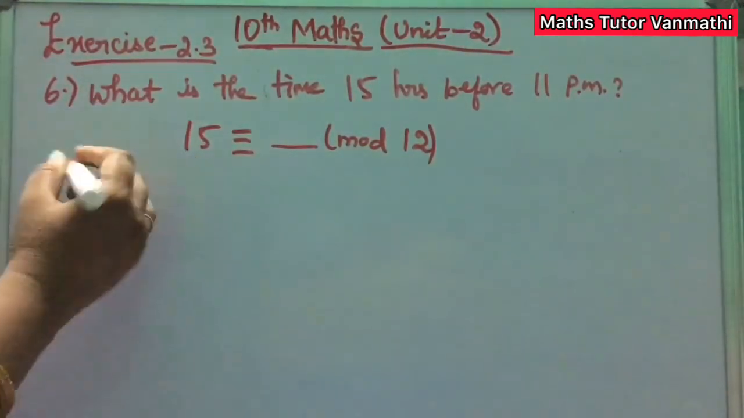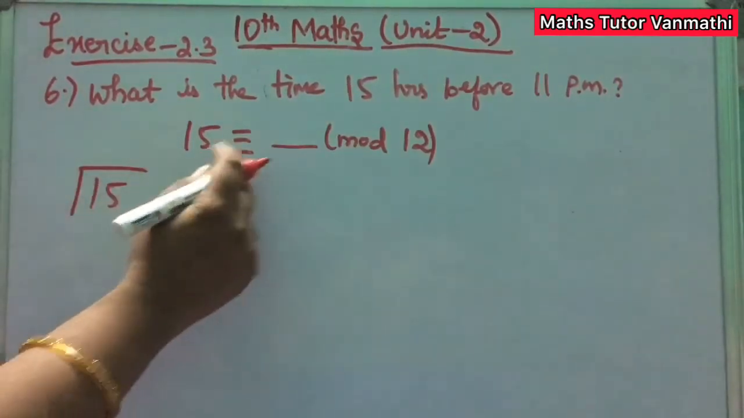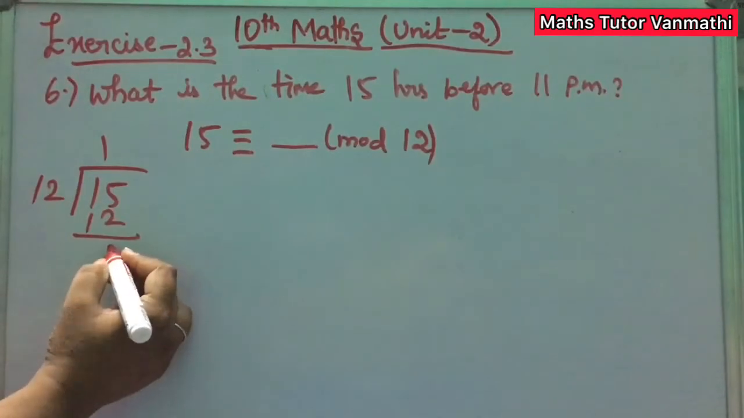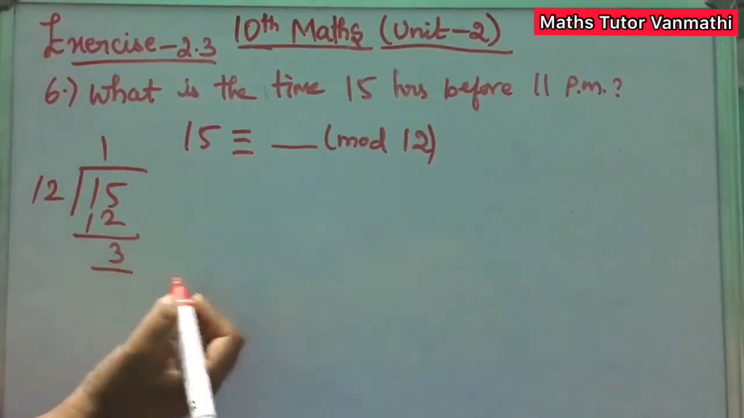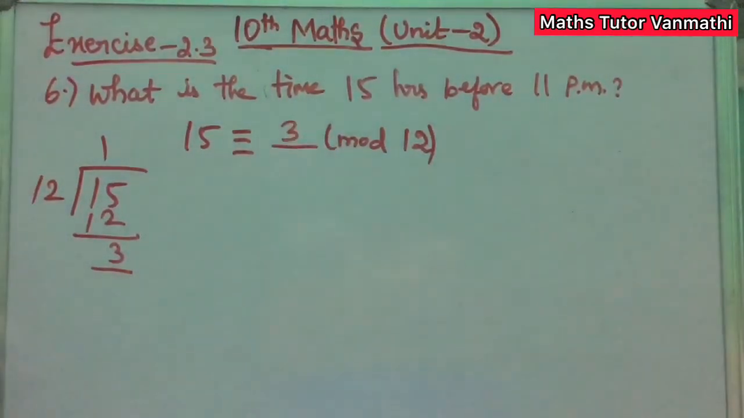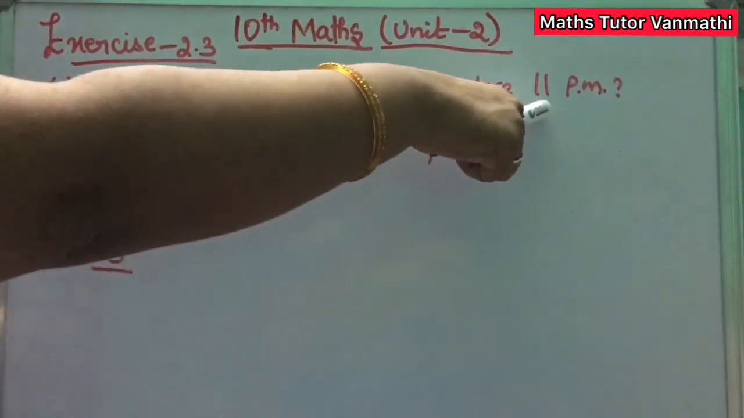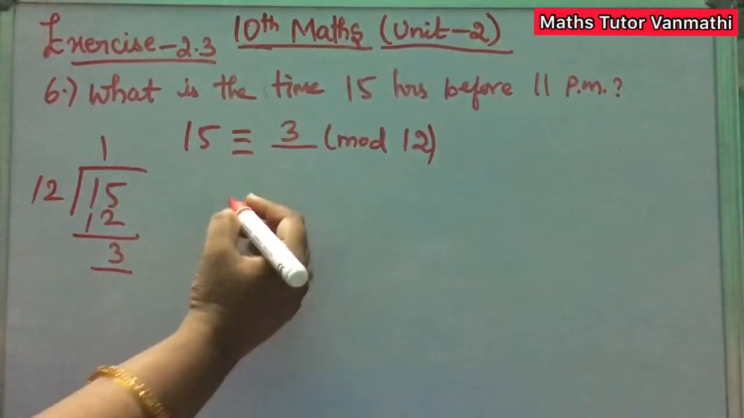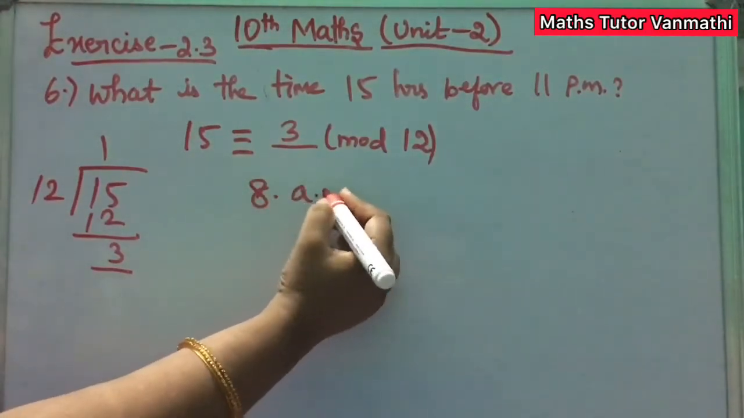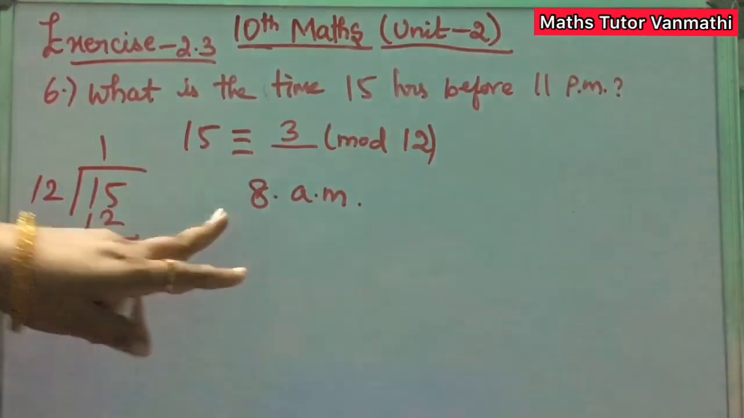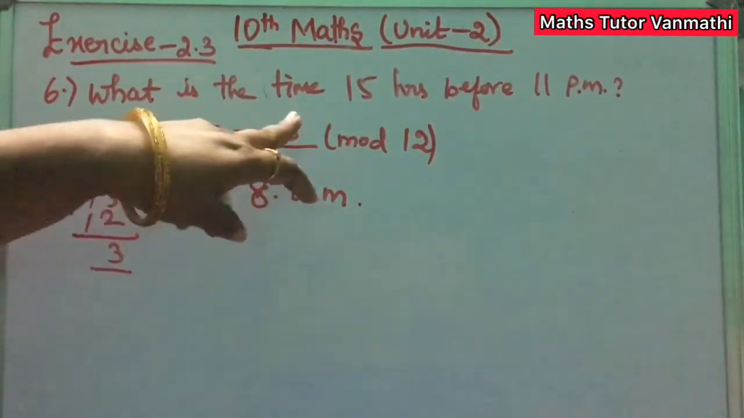This can be divided, that is 15 can be divided by 12. You get 12 ones are 12. 15 minus 12 is your 3. Okay, so this remainder is your 3. What they are asking is 15 hours before 11 p.m. Then your answer will be 8 a.m. Okay, this will be your answer.